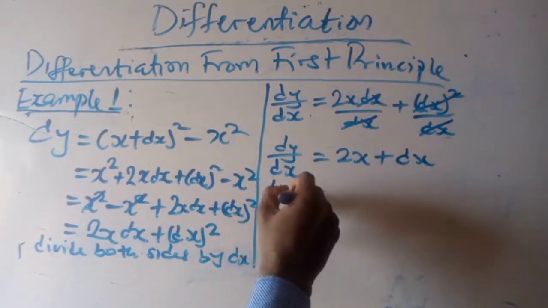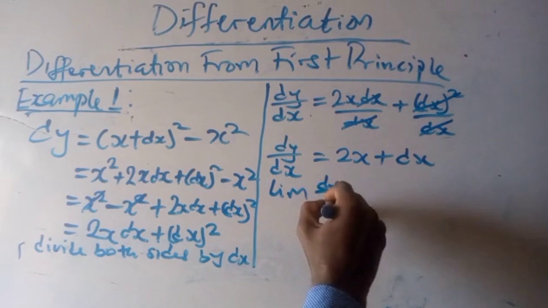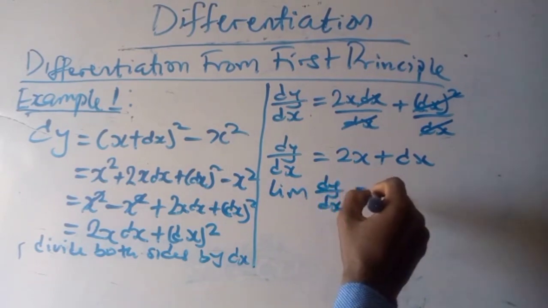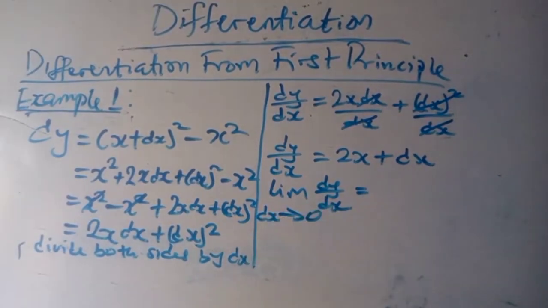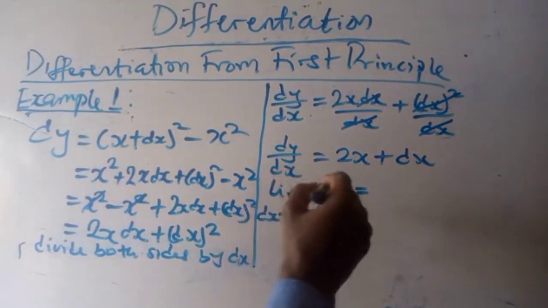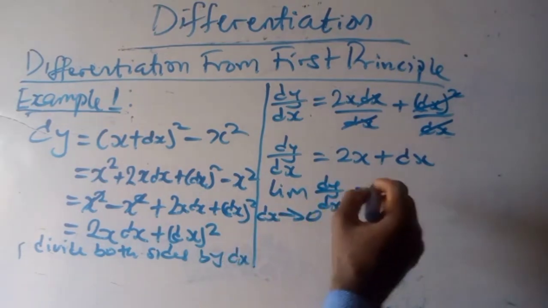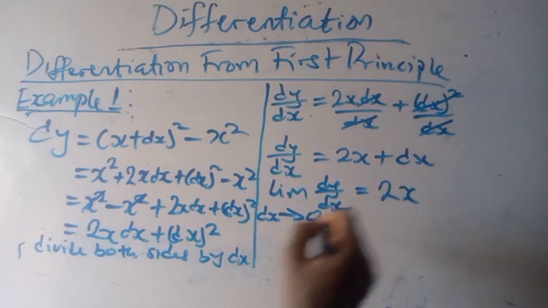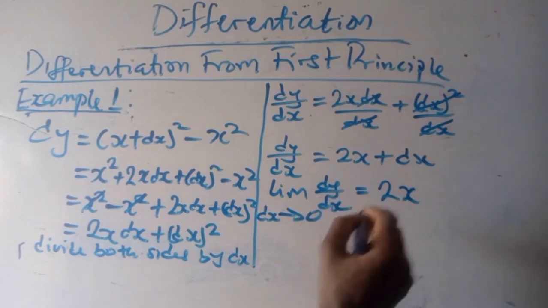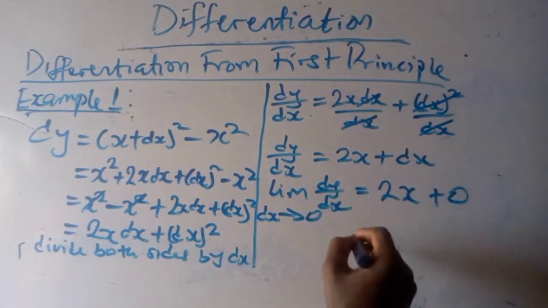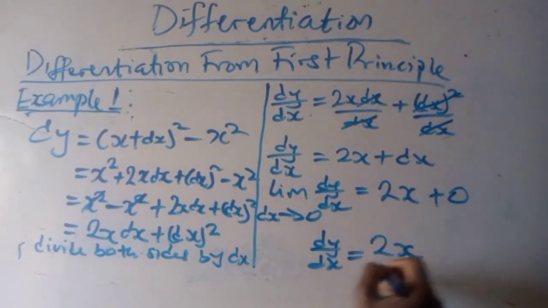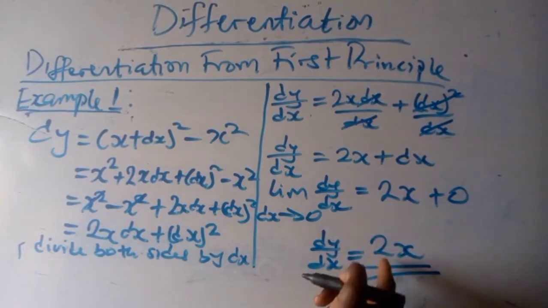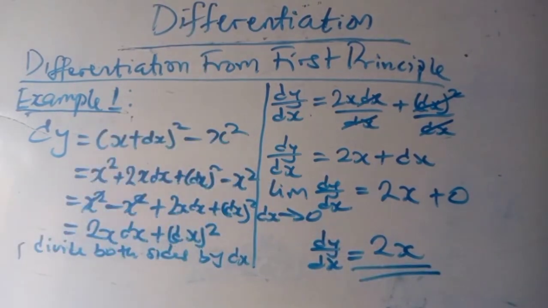Find the limit of δy/δx when δx approaches 0. So we are having 2x plus δx. What it means is that anywhere you find δx, you represent it with 0. So our dy/dx is equal to 2x. That is the answer we got when we used the general method.